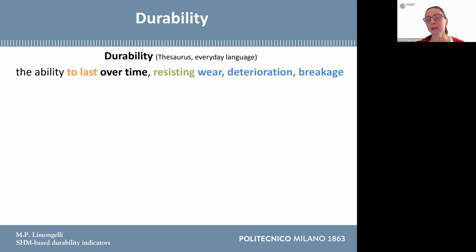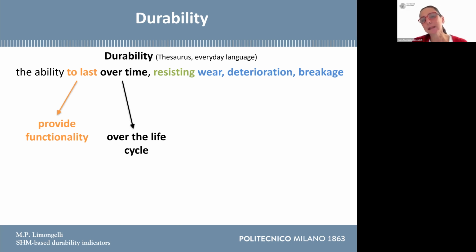Now, this, of course, is not an engineering definition. So what I tried to do is to go from this everyday language definition to an engineering definition. And this is why you see some of the words that have different colors. So to last, in our language as engineers, to last over time means to provide functionality over the life cycle. This is what we mean by durability.